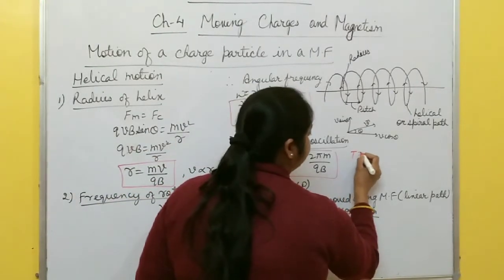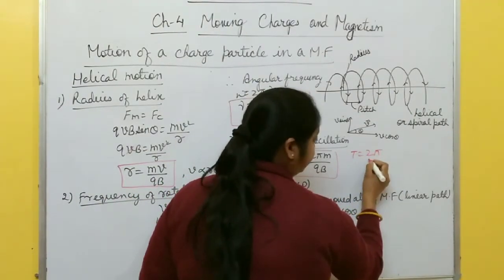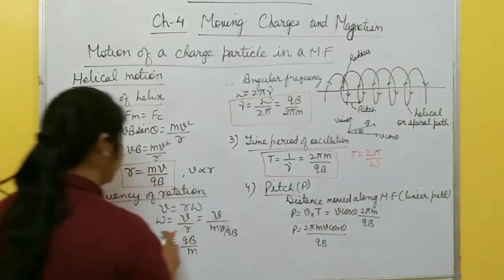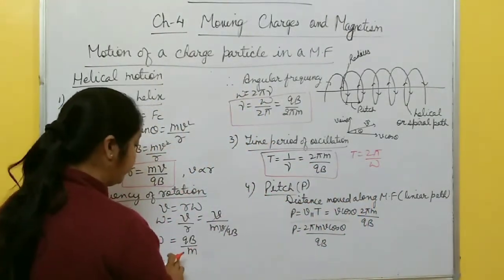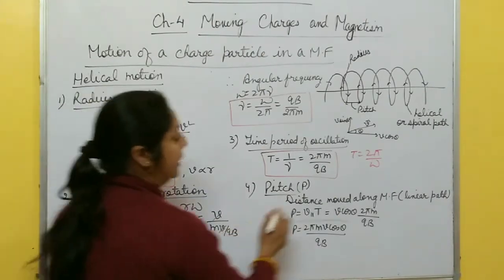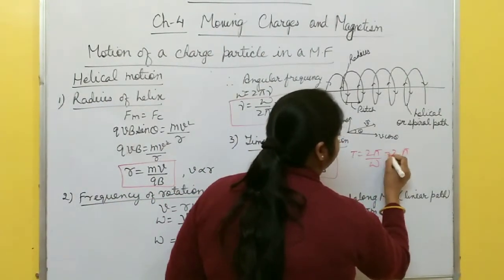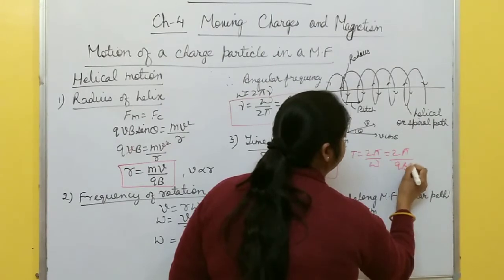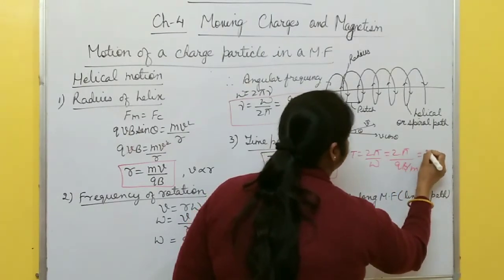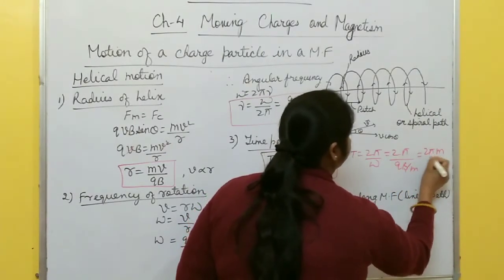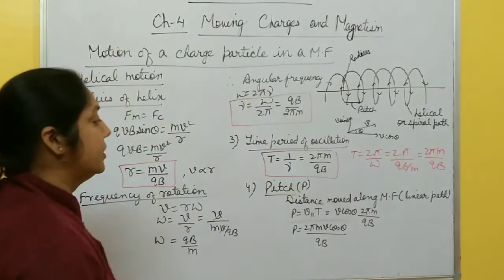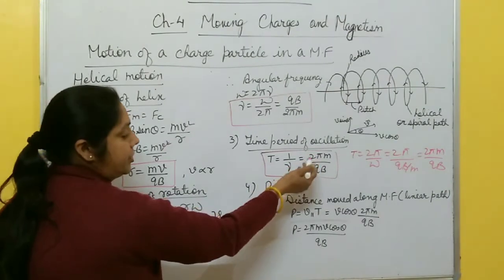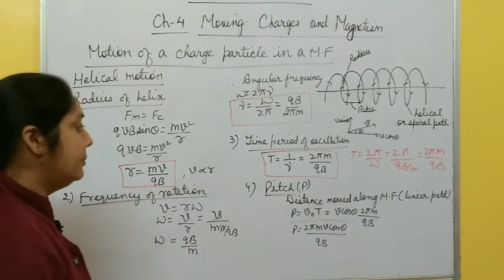Time period is what? 2 pi by omega, because omega is 2 pi by T, so T is 2 pi by omega. You simply put the value of omega from here, Q B by m. So 2 pi, here Q B by m. From this it becomes 2 pi m by Q B. So you can find it this way also and that way also. Time period of oscillation is T equals 2 pi m by Q B.